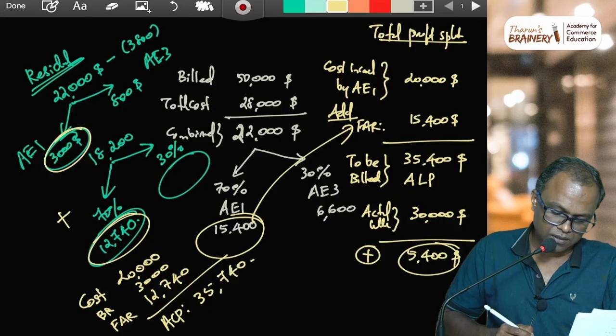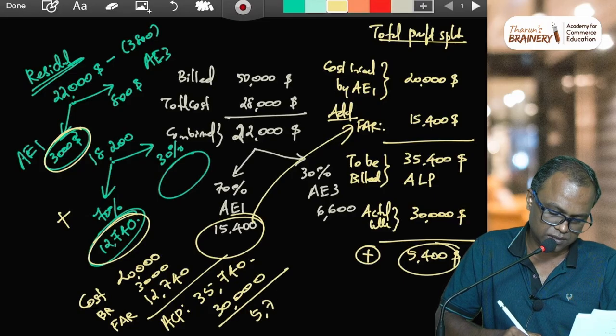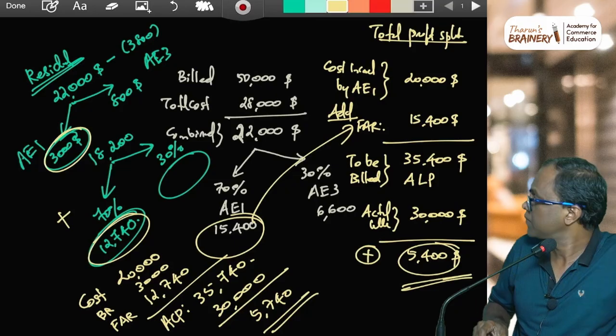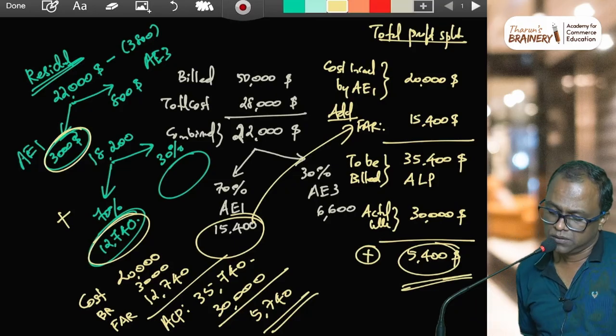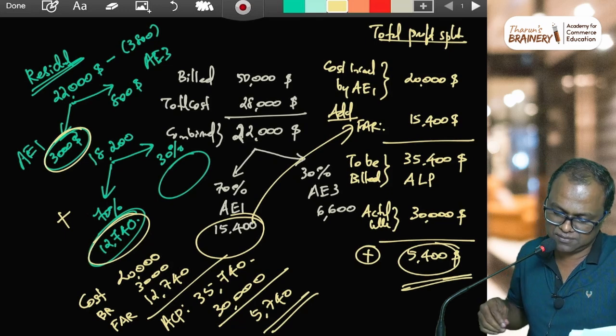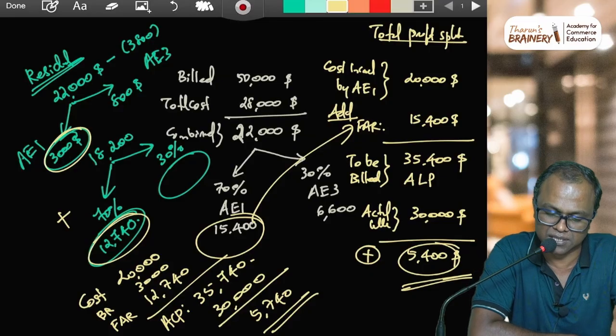35,740. But actual to be billed, actual billed is 30,000. So income to be varied is 5,740. So actually the profit split method is very simple. If they are asking for it in the exam, it's very simple. Out of all these methods, this method is the most simple method.